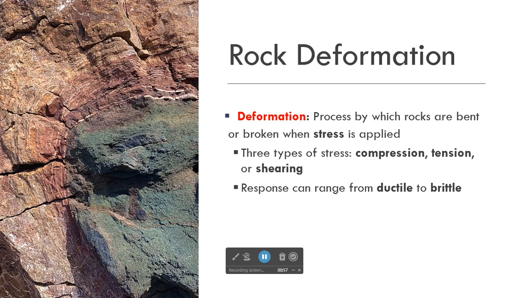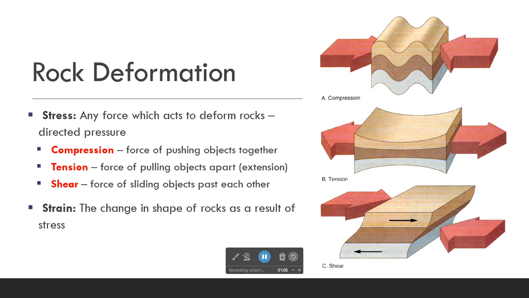The response to these types of stresses can range from ductile, where things bend and fold, to brittle, where things break. So again, I just described these, but stress is defined as any force which acts to deform rocks. So it's a form of directed pressure.